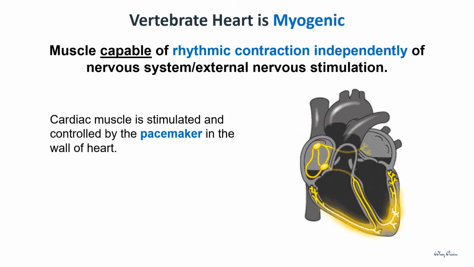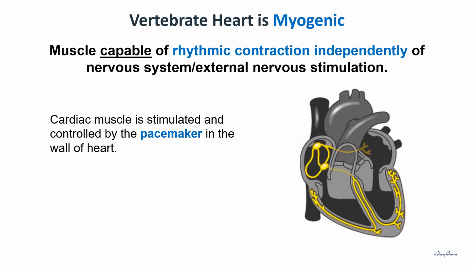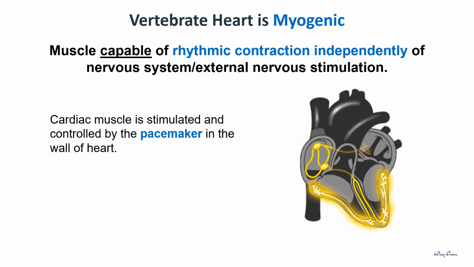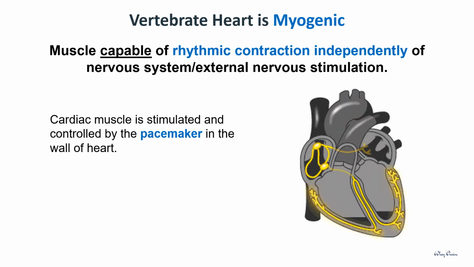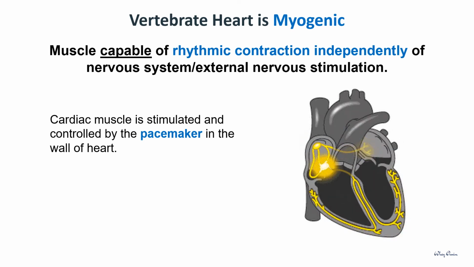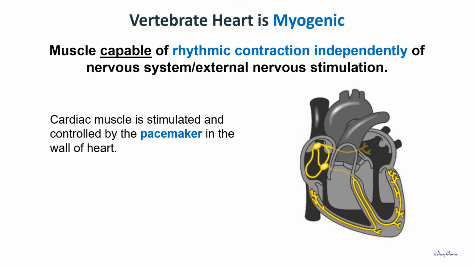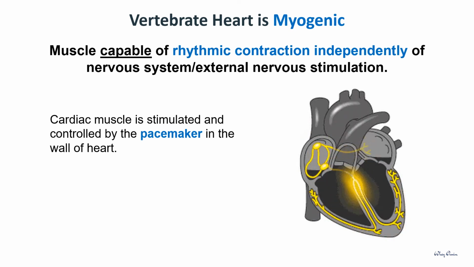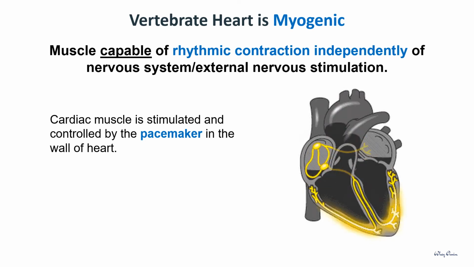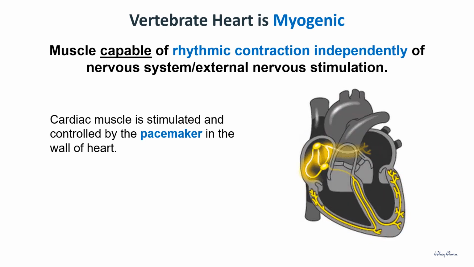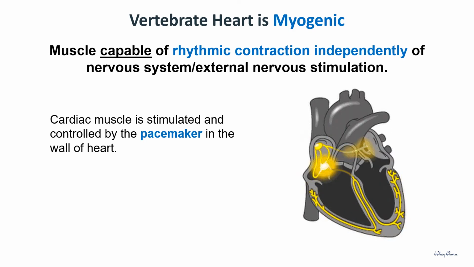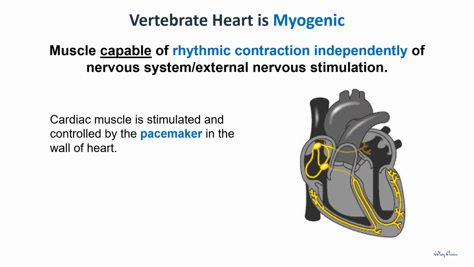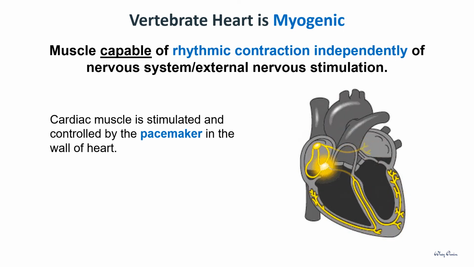The vertebrate heart, including the human heart, is myogenic, which means the cardiac muscle of humans has the capability to contract rhythmically and independently from the nervous system, which means the contraction of cardiac muscle is not stimulated by impulses generated by the brain. This is due to the pacemaker located in the wall of the heart. It is able to generate the impulse to stimulate the contraction of cardiac muscle on its own.